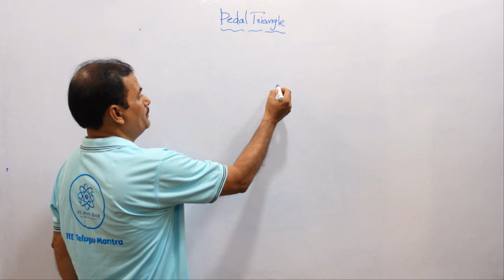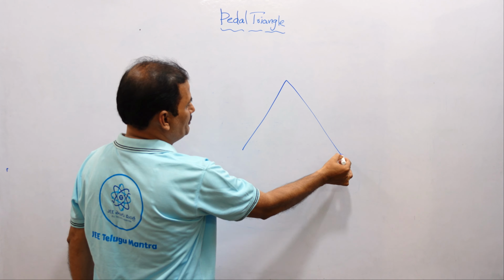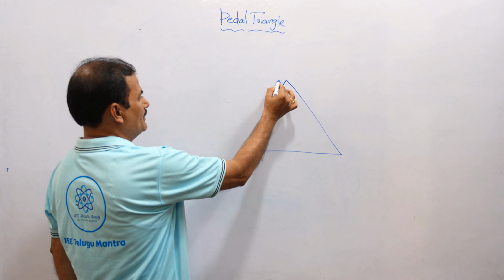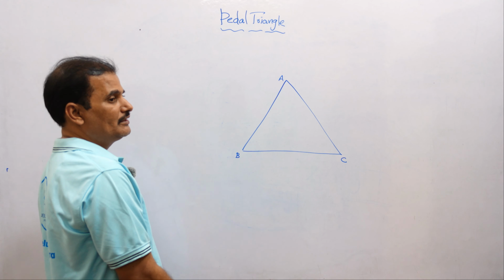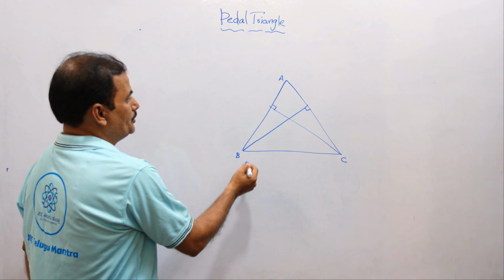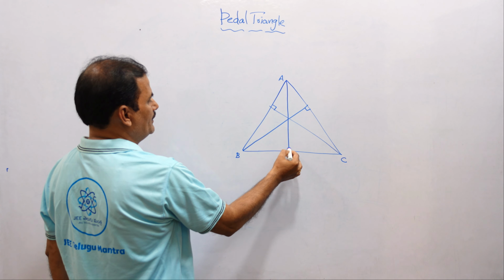Pedal triangle. Pedal in the sense perpendicular, feet of the perpendiculars. See, this is a triangle ABC. ABC are the vertices of the triangle ABC. And here, one perpendicular drawn to the opposite side AC is one perpendicular. And this is another perpendicular to AB. And this is third perpendicular.